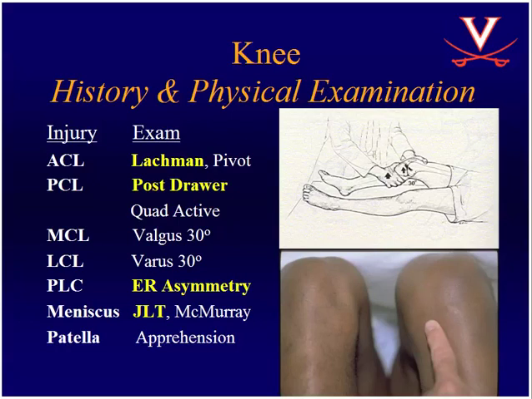But the key exam is the posterior drawer, and the key for that is assessing the starting point. So don't get fooled by not knowing where the starting point is, thinking the patient has an ACL tear because he's really starting off posteriorly subluxed and you can pull him forward. You're pulling him forward to the normal position.